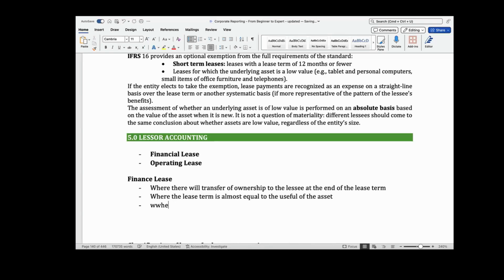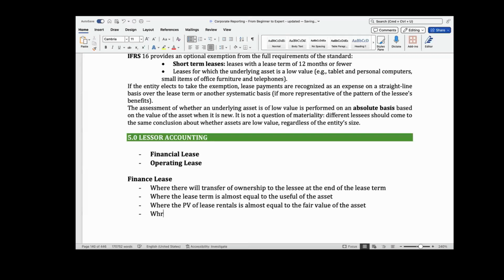Another one is where the PV of lease rentals is almost equal to the fair value or market value of the asset. That's also an indicator that this asset is not coming back, because the rent he's collecting is almost equal to the fair value. That's like he has sold the asset. He's just collecting money in instalments. So it's an indicator of a finance lease.